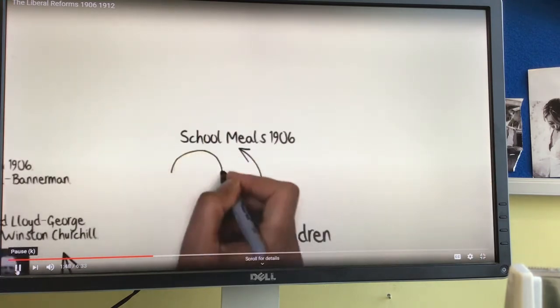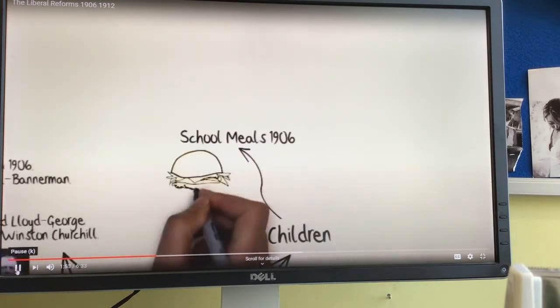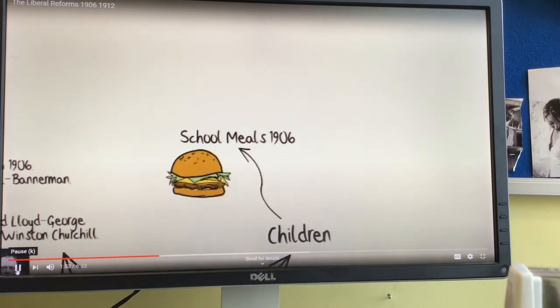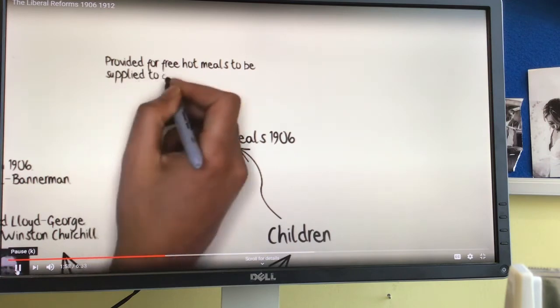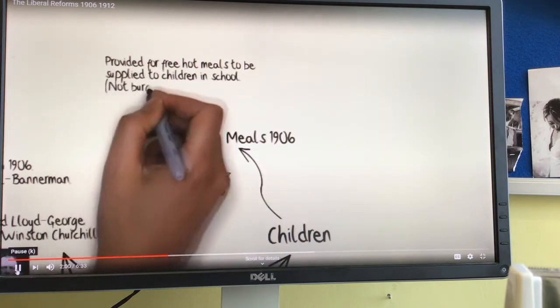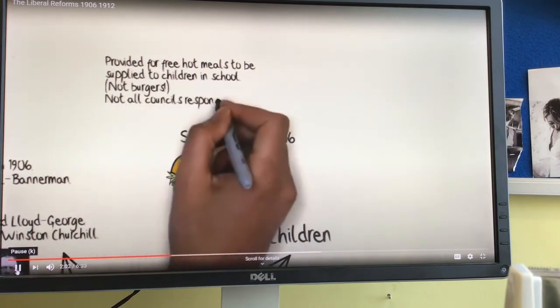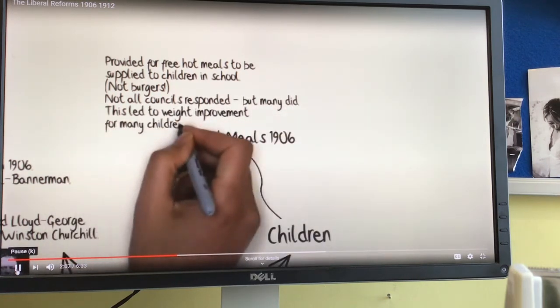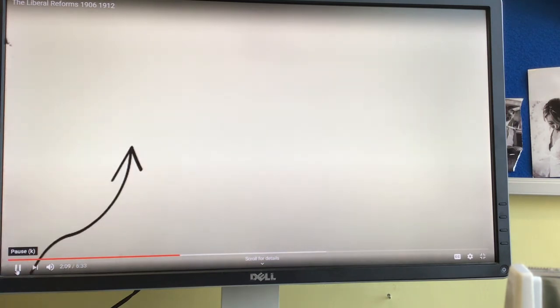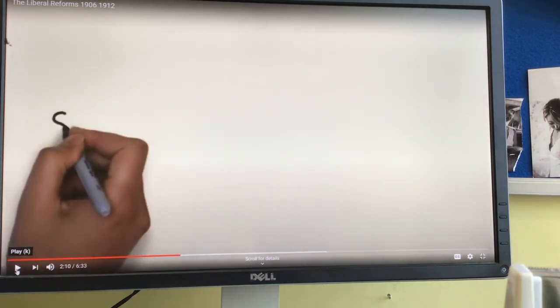Legislation for children began with the School Meals Act in 1906. This provided for free hot meals to be supplied to children in school by local councils. Not all councils responded, but many did, leading to weight and health improvements for many children. So first one, free school meals. Brilliant, because it meant that everyone could get food at school, which they maybe couldn't get at home at the time. So in the cities, it was a great move. So free school meals in 1906.